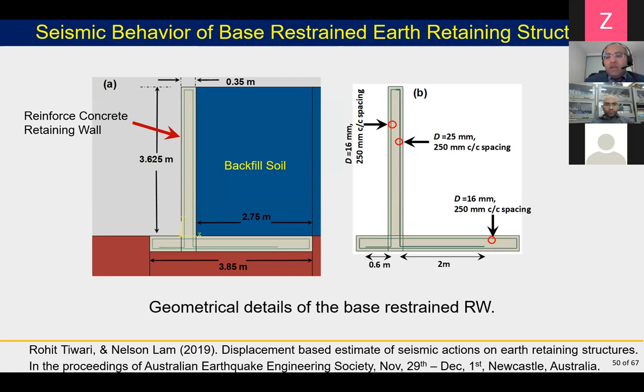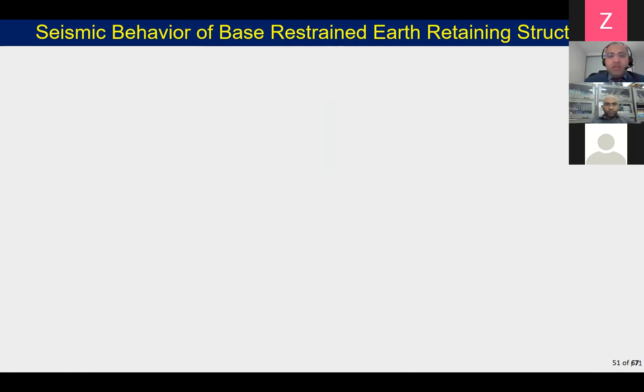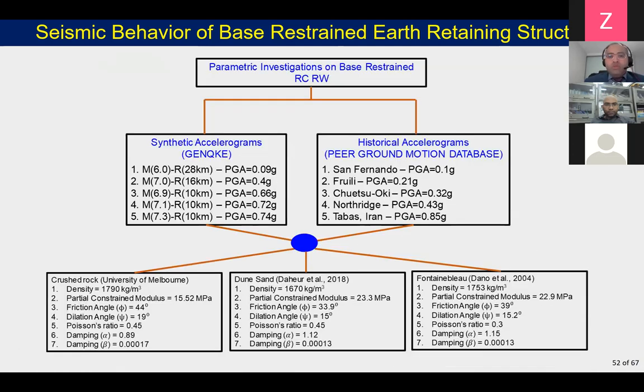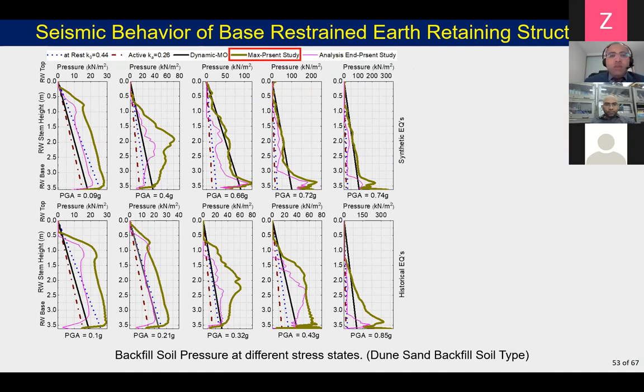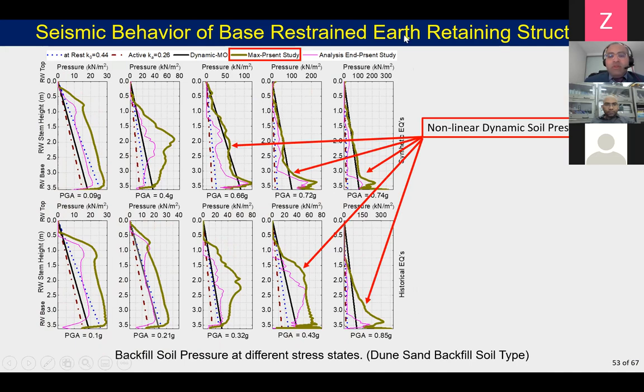So what I will do is skip this study and quickly go to this piece. Here, we tried to model an actual full-scale retaining wall and analyze different peak ground accelerations. This is a time history analysis based on different ground excitations. This is an artificial ground motion, and this is a natural ground motion based on the PEER data. Then we analyzed the earth pressure behind the retaining wall, and we observed nonlinear dynamic pressure behind the retaining wall with increasing height.